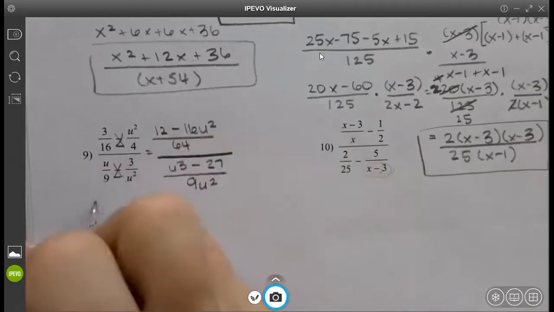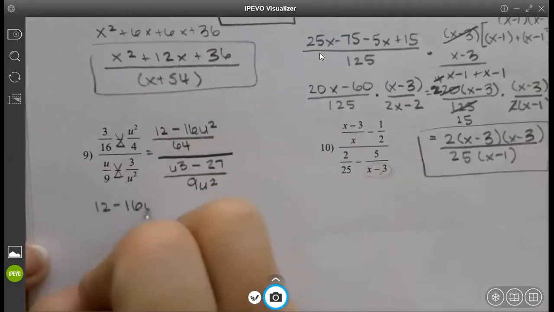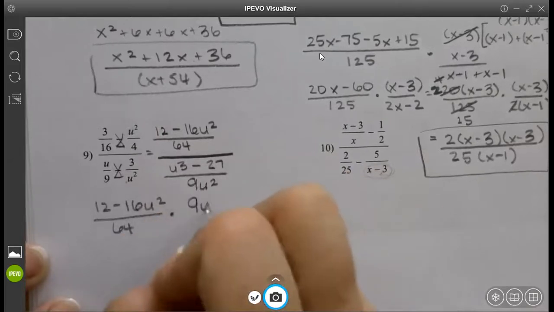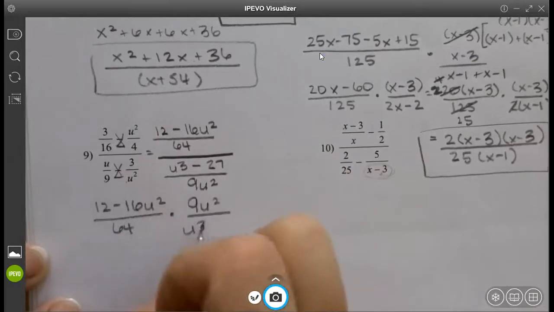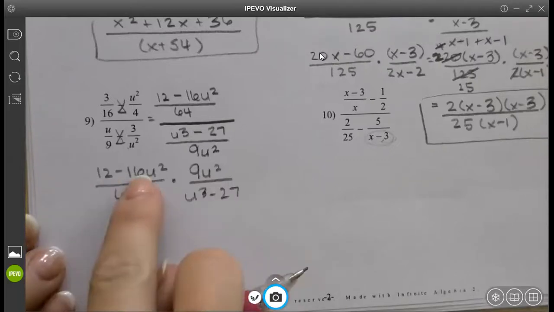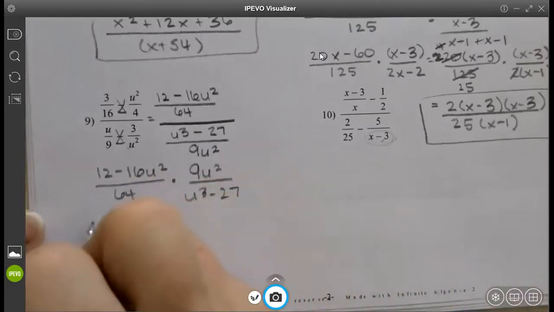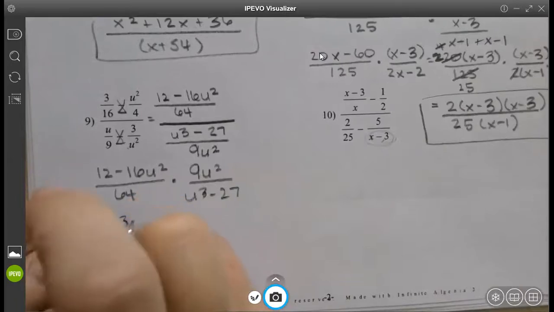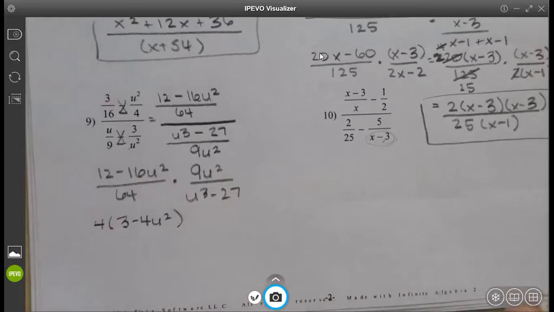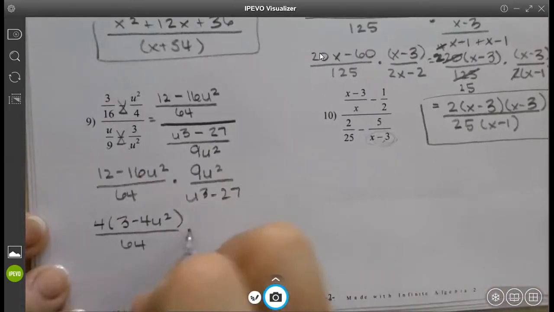All right. We're going to fix it. 12 minus 16u squared over 64 times, flip your fraction, 9u squared over u cubed minus 27. On the top, 16 and 12 are both divisible by 4. Leaves me with 3 minus 4u squared. That will not factor. You can flip it around. You can do whatever. On the bottom, 64.